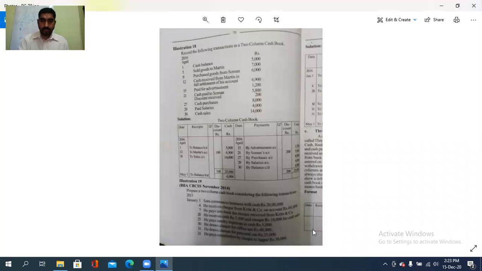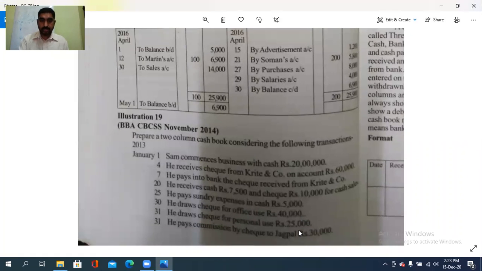See, this is the problem. This is a university question. Sam commences business with cash 20 lakh. He receives a check from Crichton Company on account of rupees 60,000. He pays into the bank the check received from Crichton Company. He receives cash rupees 7,500 and check rupees 10,000 for cash sales. He pays the sundry expenses in cash 5,000. He draws a check for office use 40,000. He draws a check for personal use 25,000 and he pays a commission by check to Jagpal rupees 30,000.